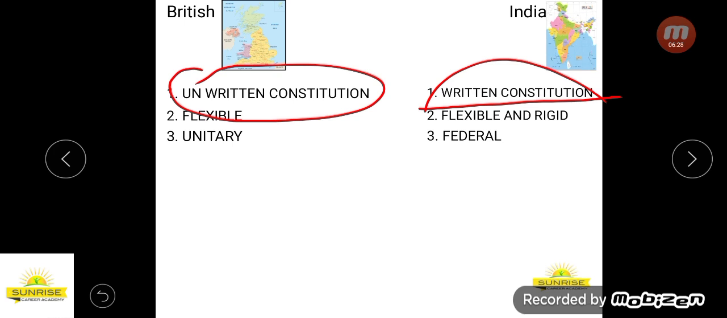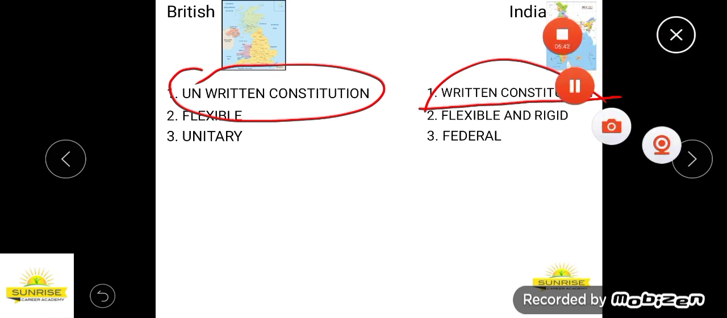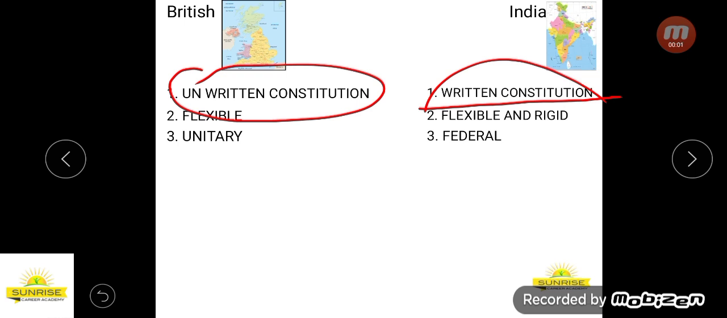We have well-defined provisions. Our constitution is written and drafted by the Constituent Assembly, which was made in 1946, and its first sitting was on 9th December 1946. Our Indian constitution is very different from the British constitution to the extent that it is a written document.